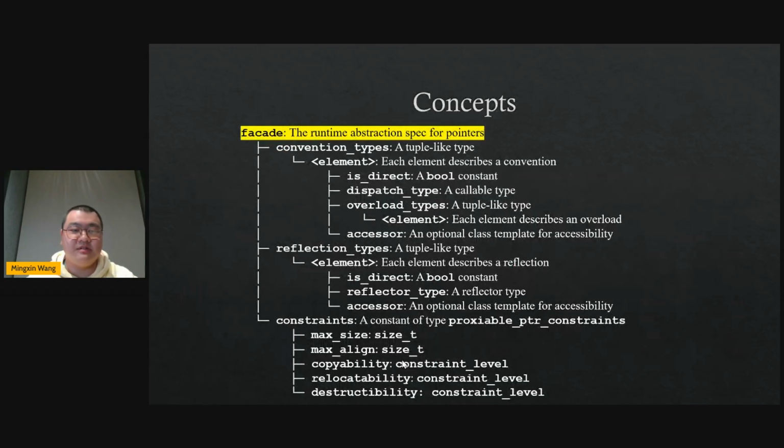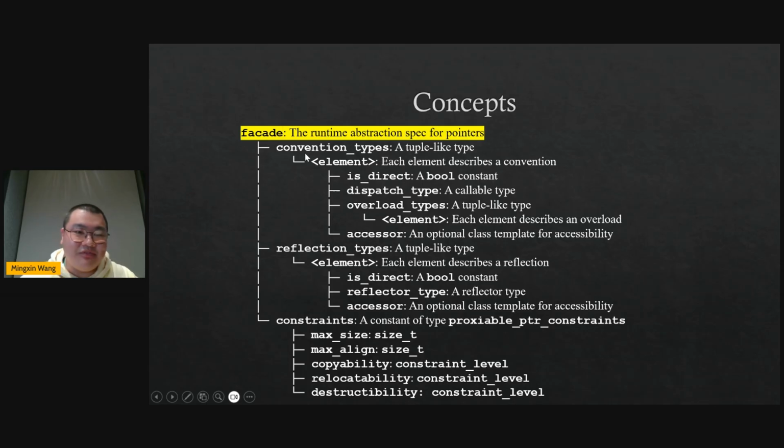So the concepts. This ASCII diagram is the concept tree of the proxy library. It's based on facade. Facade is the overall abstraction of runtime abstraction. So it's an abstraction defined for abstraction.